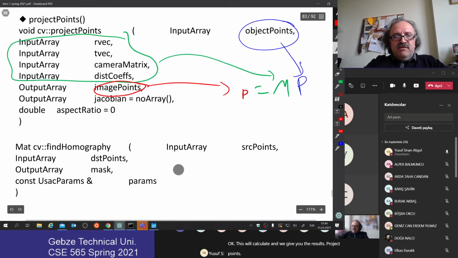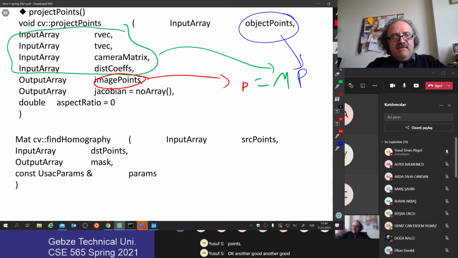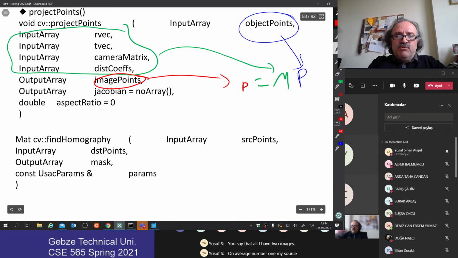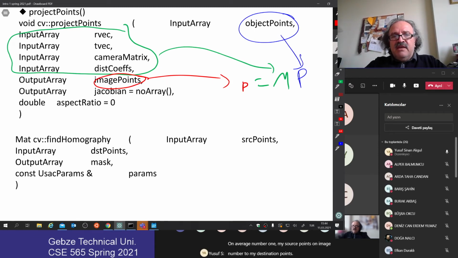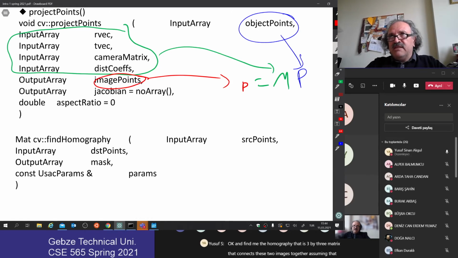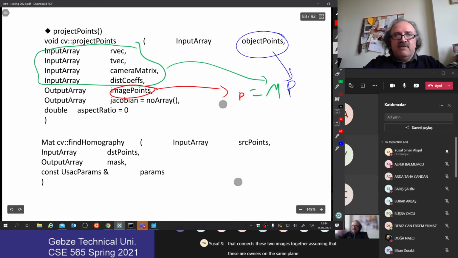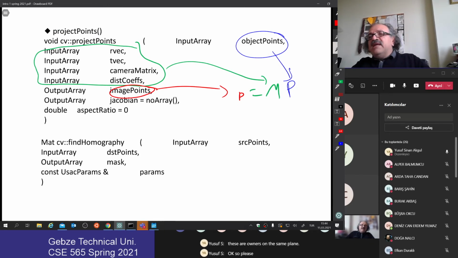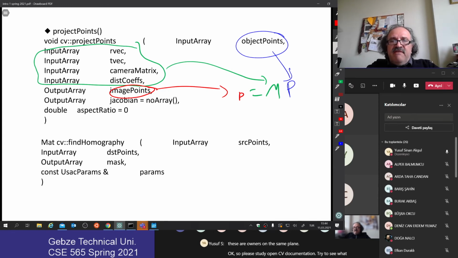Another good OpenCV function is find homography. You will say that I have two images. On image number 1, my source points. On image number 2, my destination points. And find me the homography, that is the 3 by 3 matrix that connects these two images together, assuming that these are on the same plane. So please study the OpenCV documentation. Try to see what kind of functions are available for finding the homography, calibrating your cameras, doing the projections, etc.